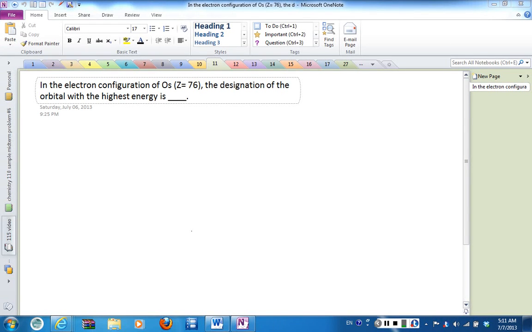In the electron configuration of osmium, atomic number 76, the designation of the orbital with the highest energy is... Alright, so we're talking about the electron configuration.